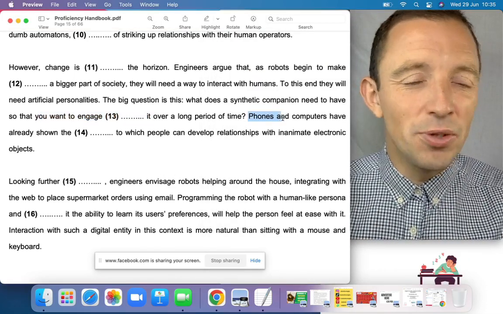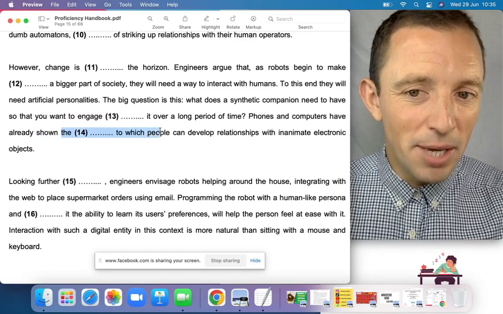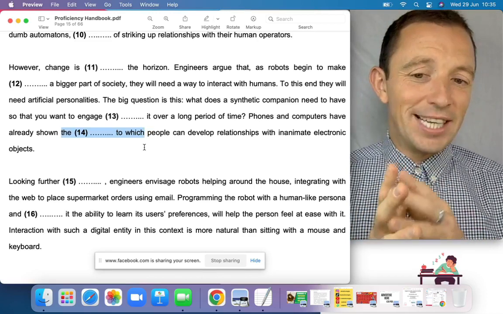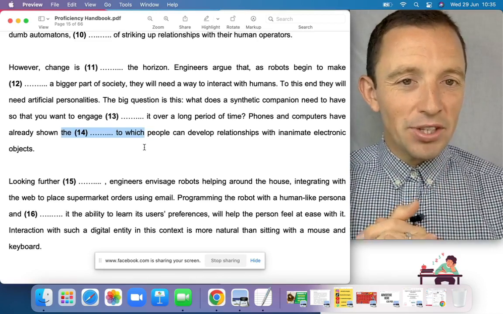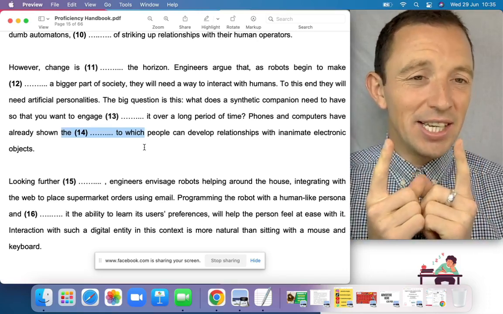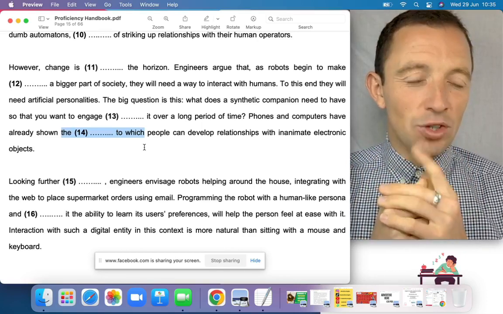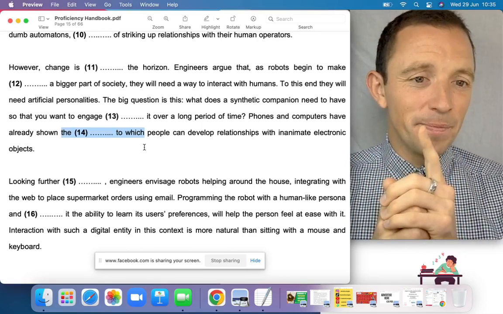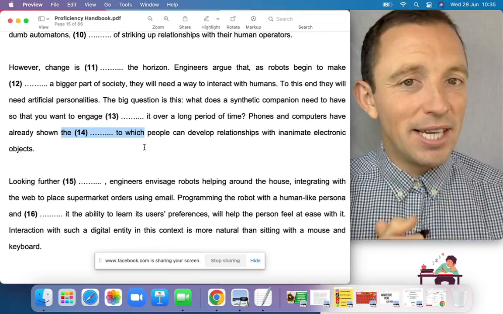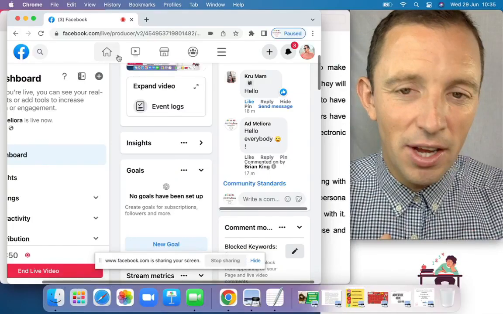Phones and computers have already shown the something to which people, so number 14 is tricky, but there is an expression in English with the something to which. Yes, there is a possible expression here, the something to which, and there's only one possible answer. I don't know if you have any idea. I don't know if you see anything, but that's fine. If you want to put your answer.